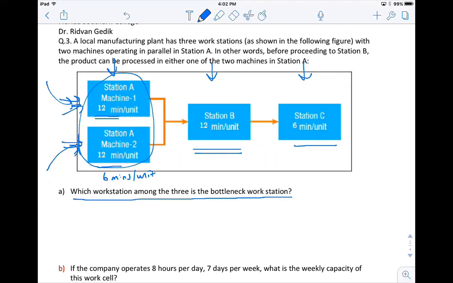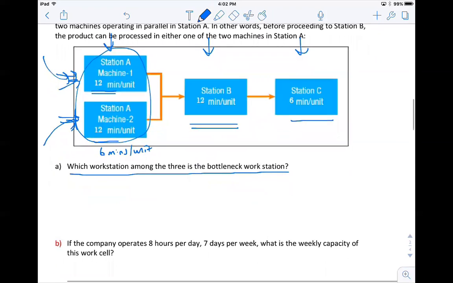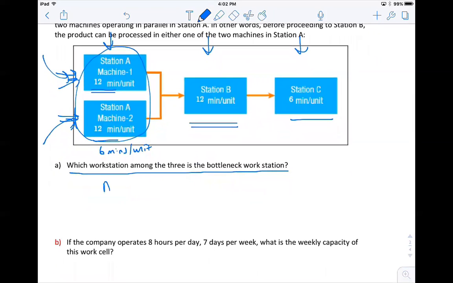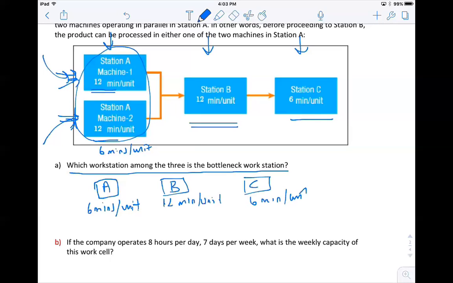Okay, so which one is the bottleneck machine here? Well, let's convert these numbers. Let's say this is our workstation A. We consolidated 2 machines, and we know that it is giving us 1 product in every 6 minutes, say per unit. And workstation B is 12 minutes per unit. Station C, 6 minutes per unit.